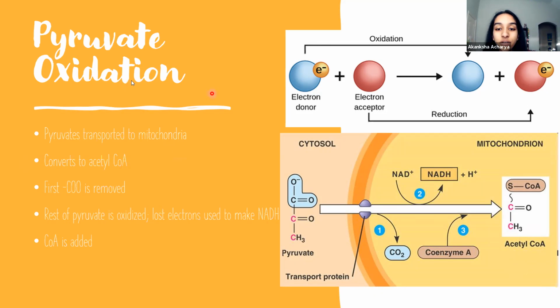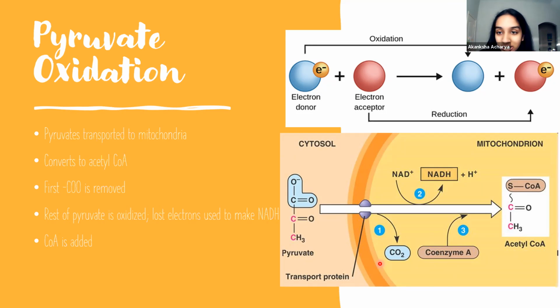So first, the COO minus group that you can see in the blue, that's removed. So the first thing that happens is we kick it out. Goodbye. And that is released as CO2, carbon dioxide, which is a waste product. You should know what it is. That's the first thing that's done. We remove that.